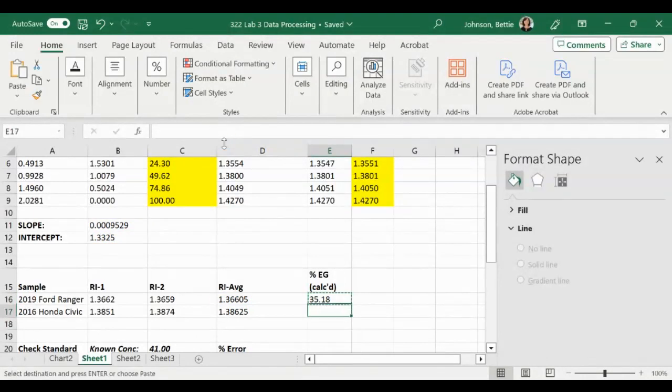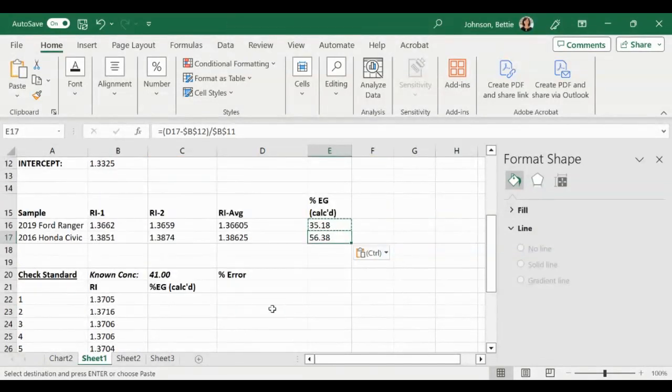So Control C to copy, Control V to paste, and we can see the two samples that we tested did have different refractive index values. One was 1.366, the other was 1.386, and they had very different ethylene glycol concentrations.